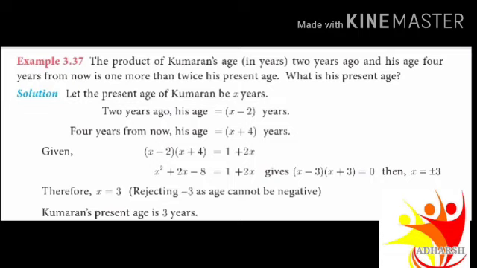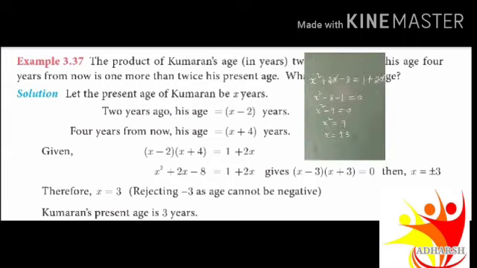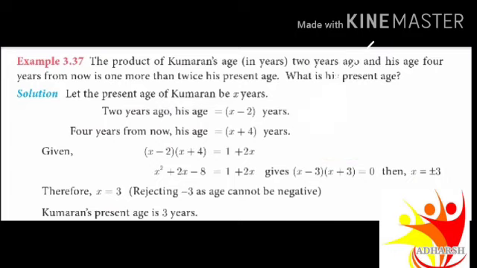Now multiply x minus 2 into x plus 4, that equal to x square plus 2x minus 8 equal to 1 plus 2x. So x square plus 2x minus 8 equal to 1 plus 2x. Now 2x is cancelled. The remaining x square minus 8 minus 1 equal to 0. Therefore x square equal to 9. x equal to plus or minus 3.